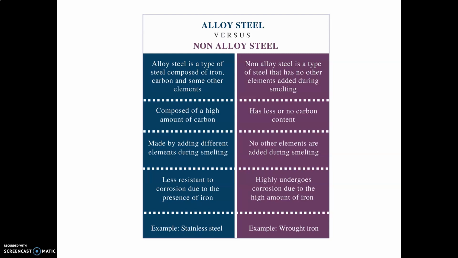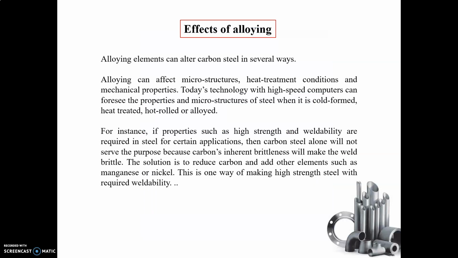And the best example for alloy steel is stainless steel, whereas the best example for non-alloy steel is wrought iron. What is the effect of alloying? Alloying elements can alter carbon steel in several ways. Number 1, alloying can affect microstructures, heat treatment conditions, and mechanical properties.